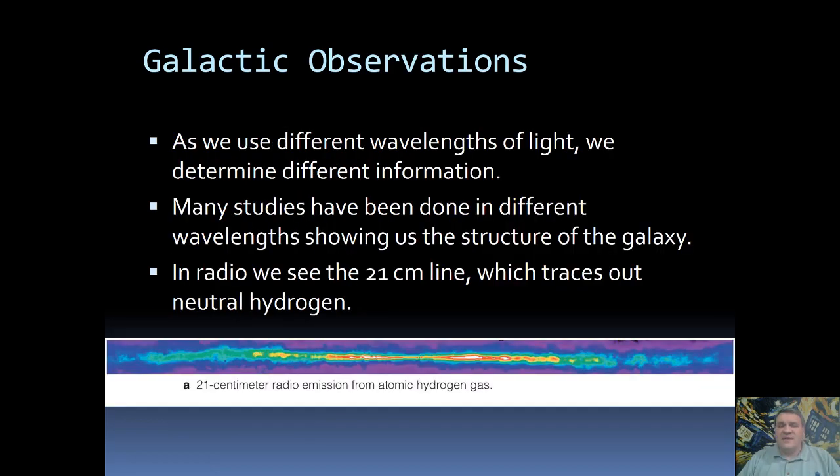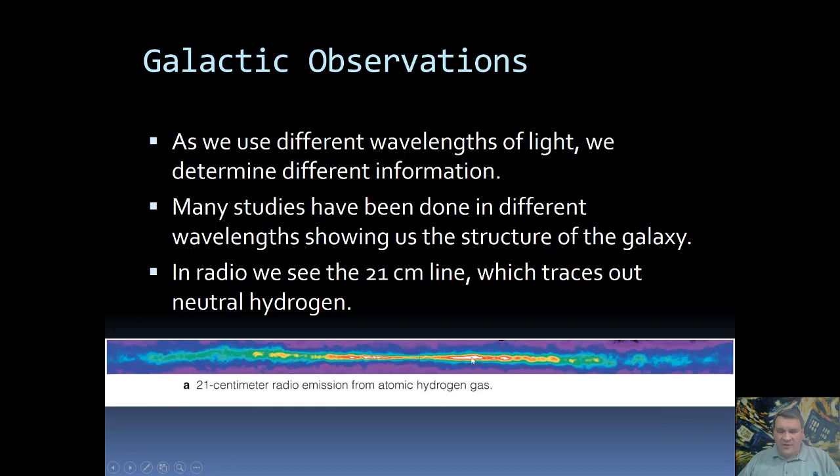We've mentioned previously that astronomers like all different types of wavelengths, and because of that we've had many different studies of all different kinds of wavelengths looking at the Milky Way. In this image down here, this is actually a radio image. Specifically, it is looking at what's known as the 21 centimeter line. This is a type of radio emission given off by neutral hydrogen. So, this is tracing out where the neutral hydrogen gas is located in our galaxy.